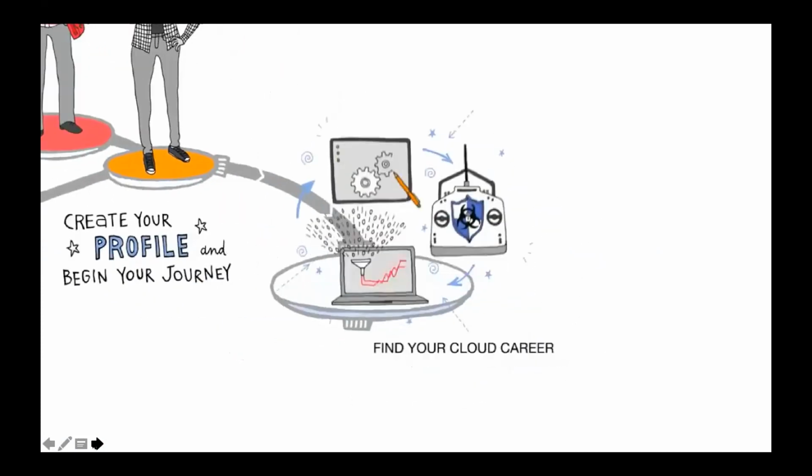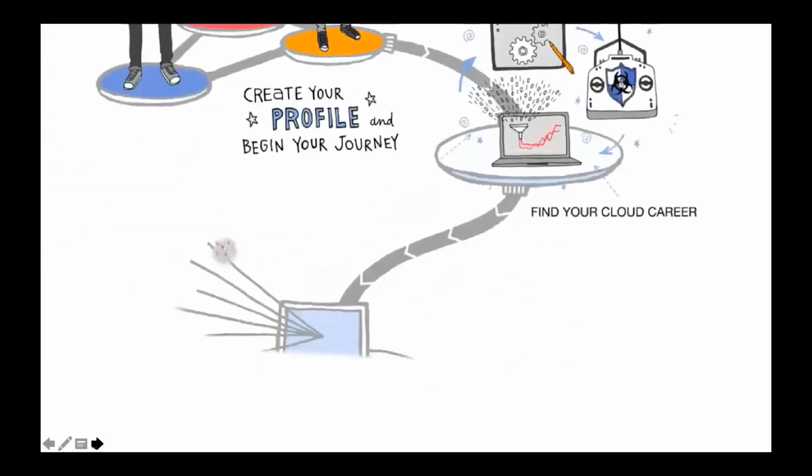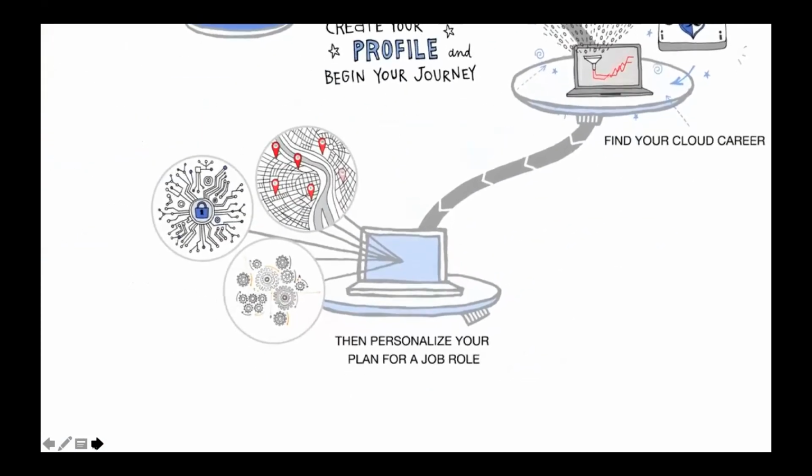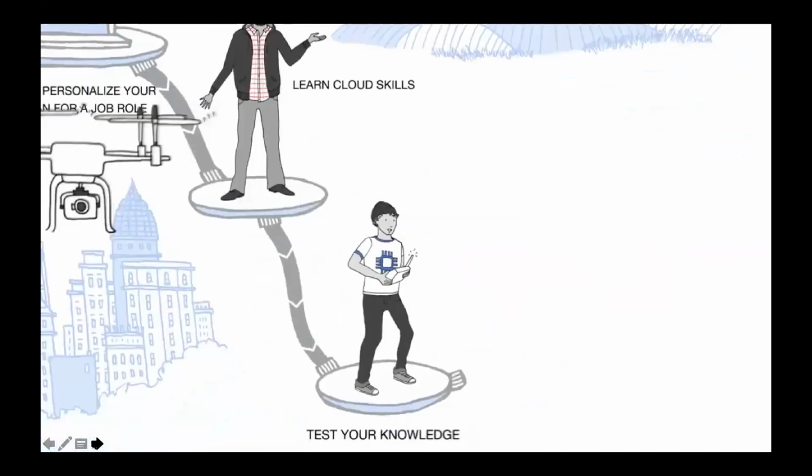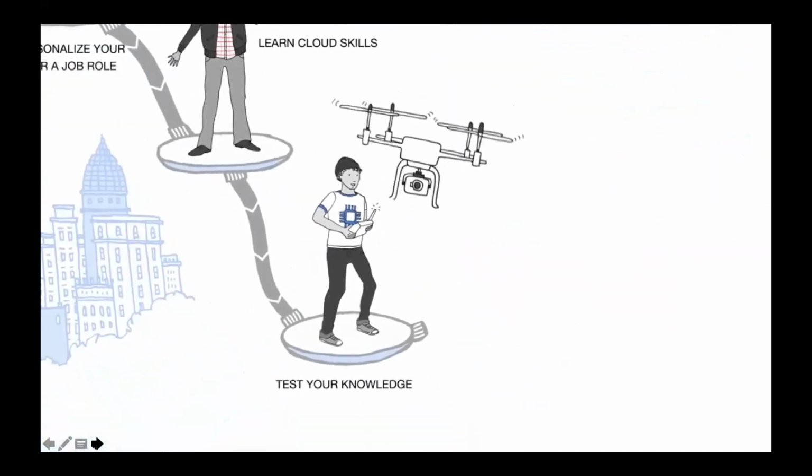Start off by building your profile, adding your resume, classes, degrees attained, and other facets of your experience. Then, select a cloud career field. From there, we'll personalize your plan by providing content that matches your pathway. As you consume that content, we'll prompt you to take knowledge checks of 3 to 5 questions in order to gauge your comprehension.